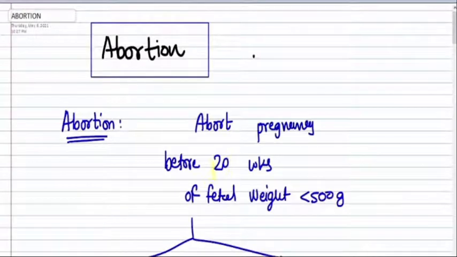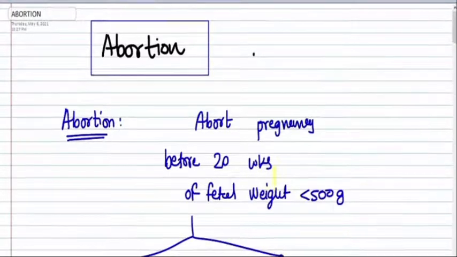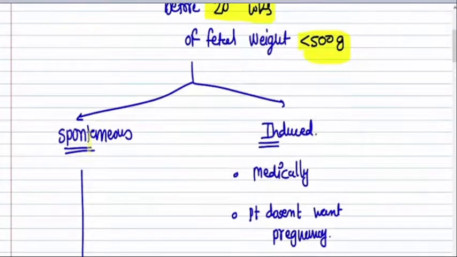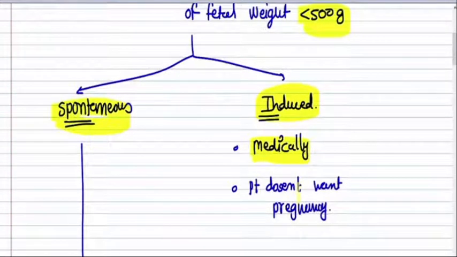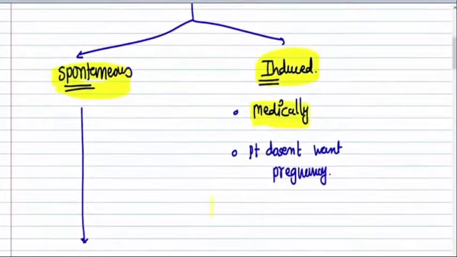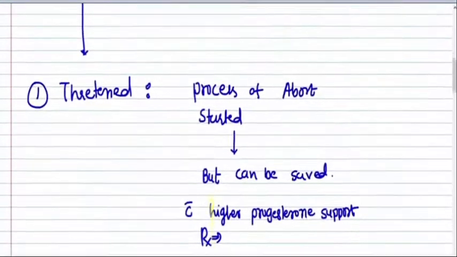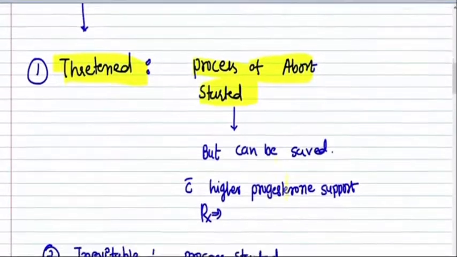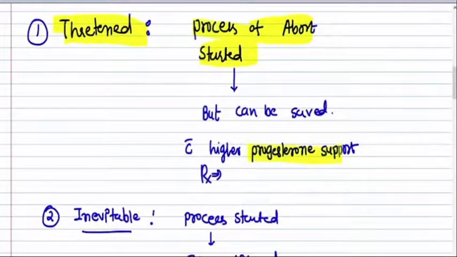Now let's discuss abortion. Abortion means aborting the pregnancy before 20 weeks or the fetal weight less than 500 grams. Now it can be either spontaneous or induced. In the induced, it can be medically induced, or simply the patient does not want the pregnancy. Now, the spontaneous abortions are of various types. The first one is threatened abortion, in which the process of abortion has been started but the child can be saved with higher progesterone support, and that makes the treatment of threatened abortion.